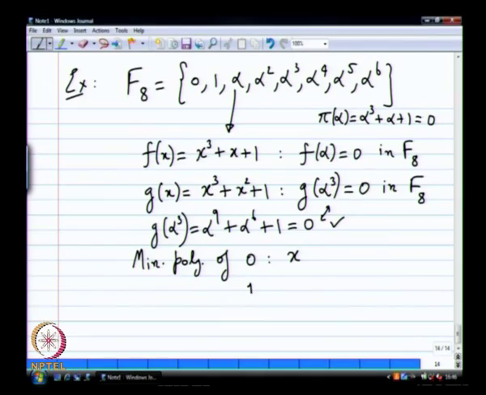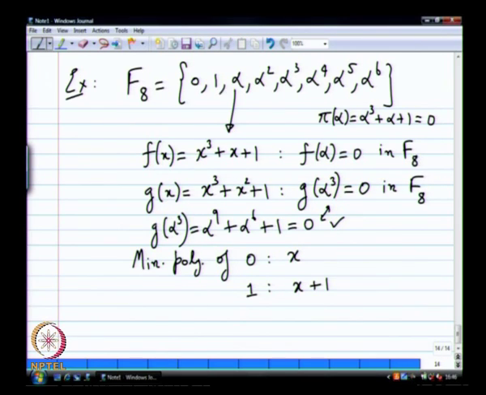What about 1? It is very easy, x minus 1 or x plus 1. But for the other elements you have to do some more work. It is not so difficult, not so easy. Right, so that is one thing.